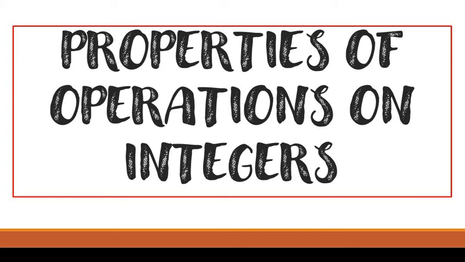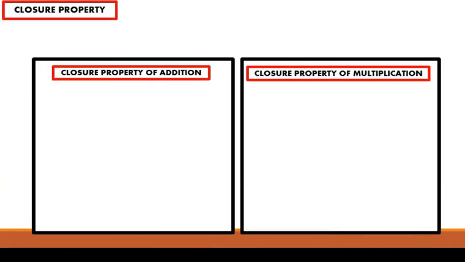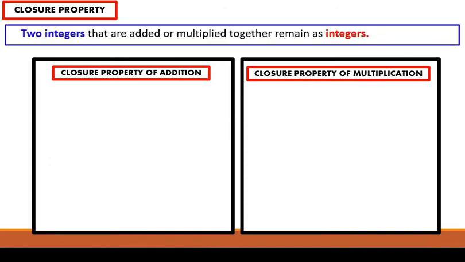Okay, so what we will be discussing today is the properties of operations on integers. Let's start with the first property, which is the closure property. Closure property applies to addition and multiplication. It states that when two integers are added or multiplied together, they remain as integers. Okay, what does it mean?